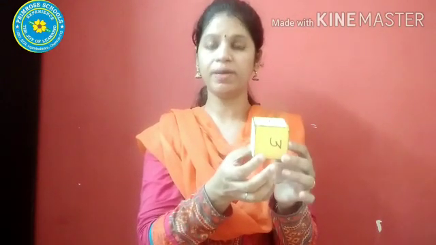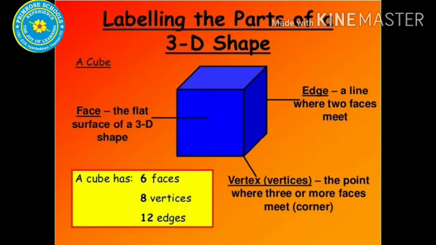I hope you have understood what is a three-dimensional shape and the attributes of a 3D shape. Okay children? To summarize today's session, we saw a cube which is a 3D shape and the attributes of a 3D shape which are face, edge and vertex. And we saw how many faces, edges and vertices there are in a cube.